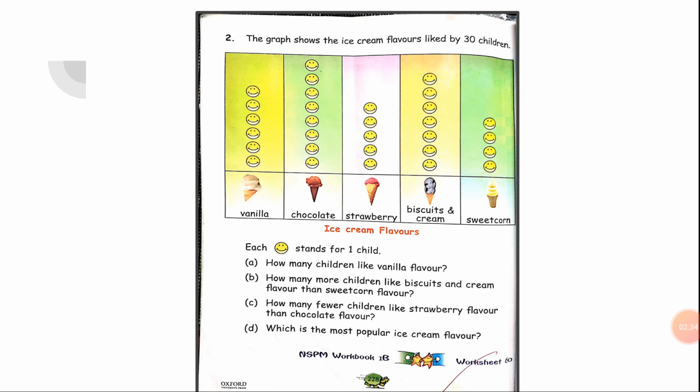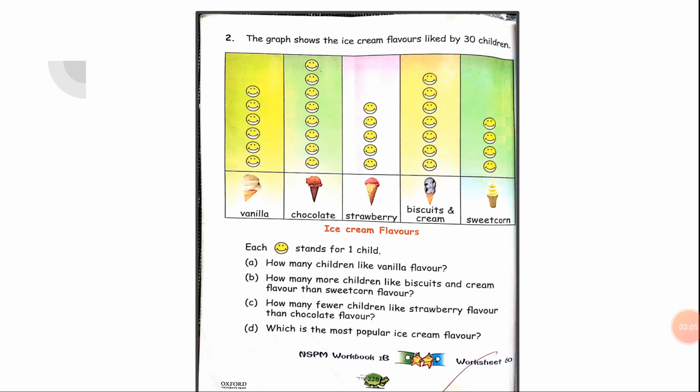Now open the next page, the page number 228. Put date and day at the top of your page. Now I am going to read the question. The graph shows the ice cream flavors liked by 30 children. These are the ice cream flavors: vanilla, chocolate, strawberry, biscuits and cream, sweet corn. Each smiley stands for one child.